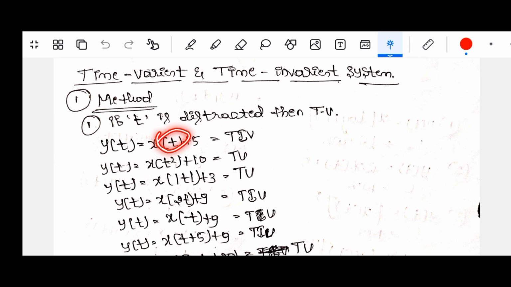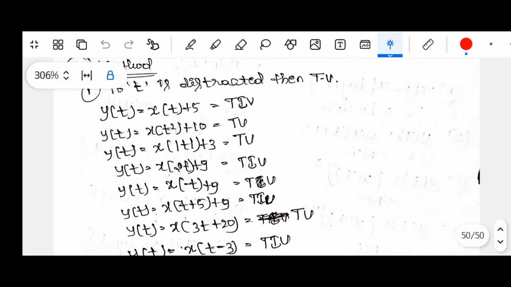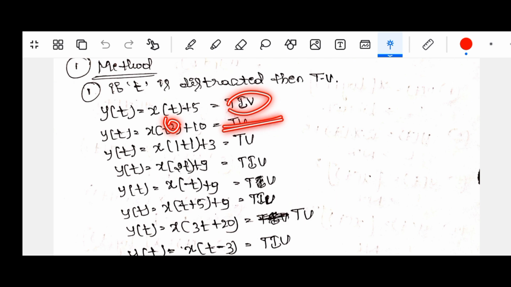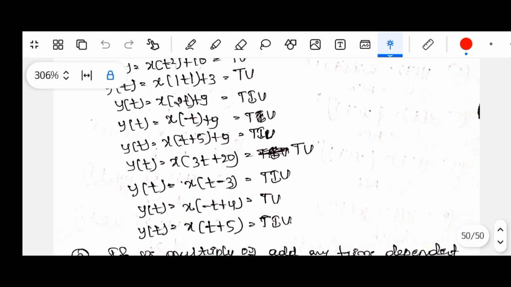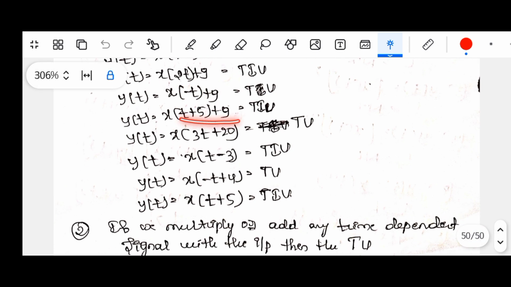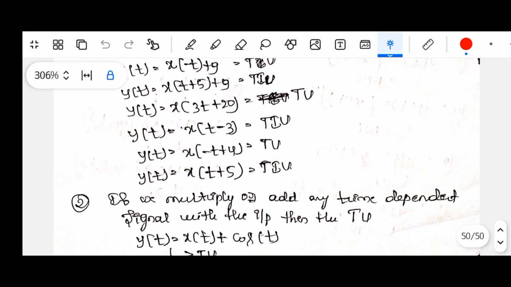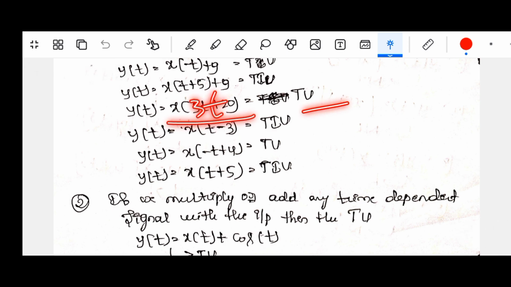See here, t is a constant, it is a time variant. Time invariant. In this t becomes t square, it is a time variant. In this t becomes mod of t, it is a time invariant. Here t is a constant, therefore it is a time invariant. Here the x(t), here minus is multiplied, therefore it is a time variant. x(t) plus 5, here t is a constant, it is a time invariant. In this 3 is multiplied with the t, therefore it is a time variant.